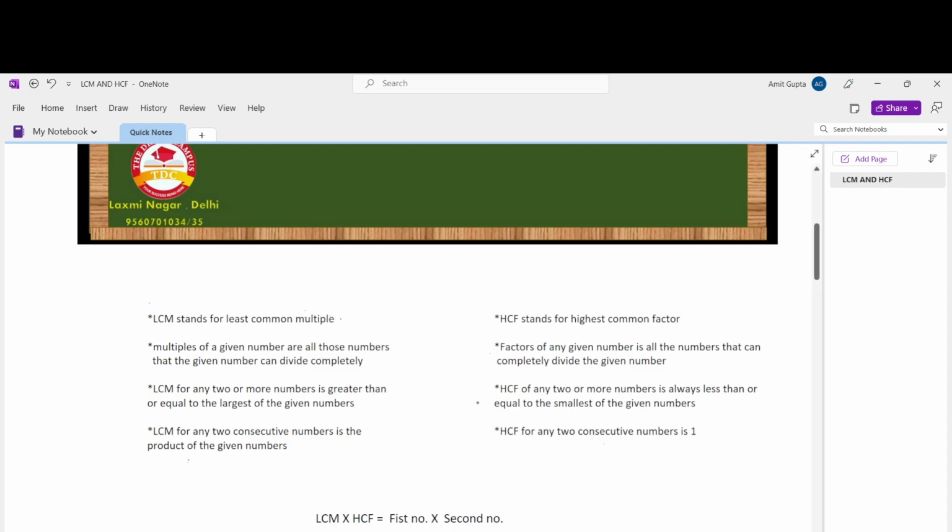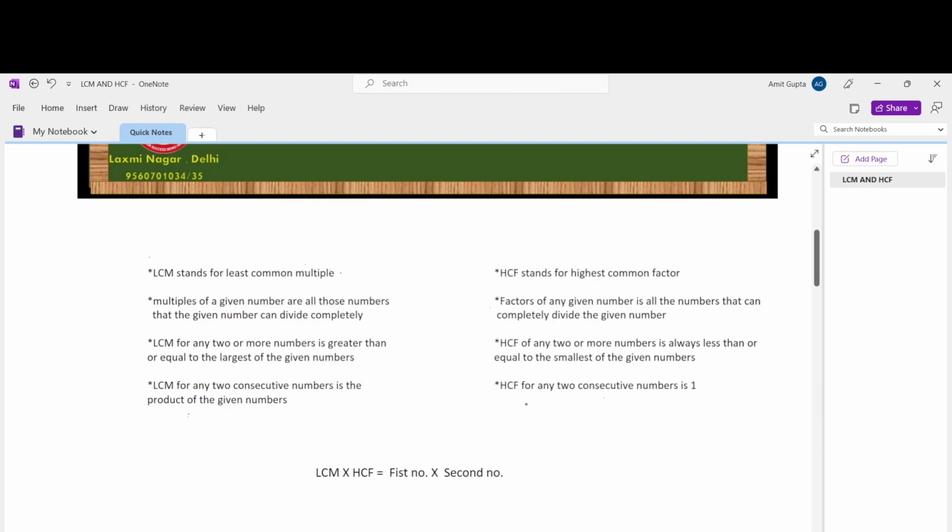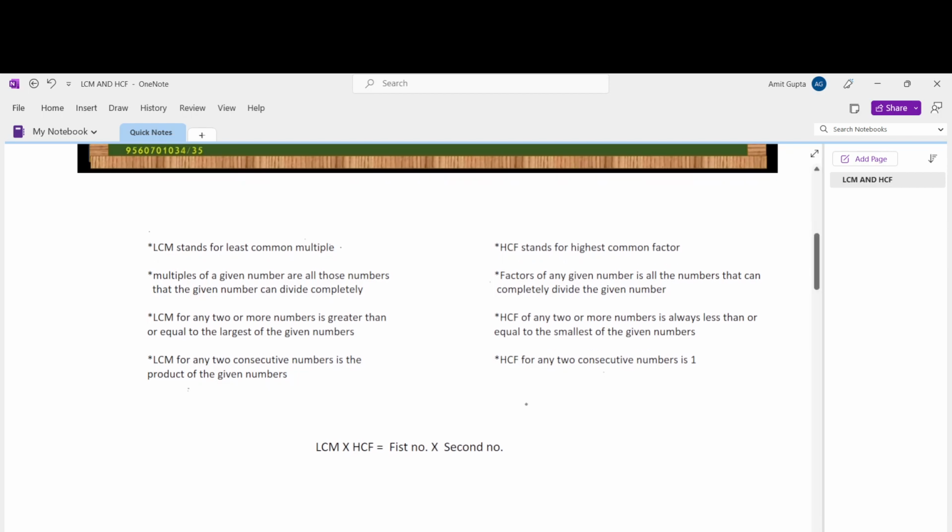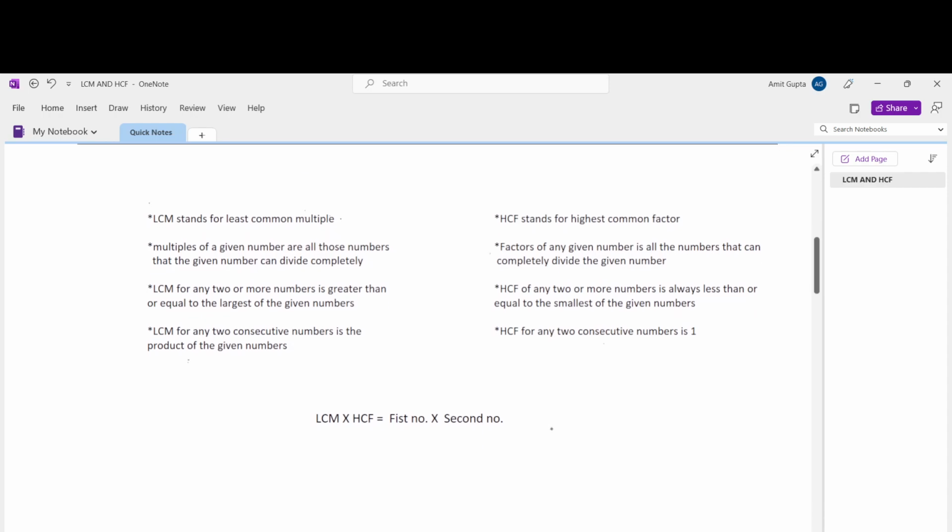Let's take two numbers 4 and 6. The HCF for 4 and 6 will be 2, because 2 divides both 4 and 6, and it is smaller than 4. And HCF for any two consecutive numbers will always be 1. Let's take 5 and 6. The HCF for 5 and 6 will be 1. Another important property that helps in solving questions is LCM into HCF is equal to first number into second number. This property is valid for any two given numbers.